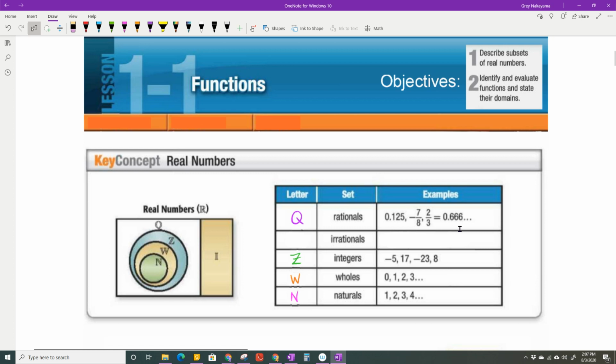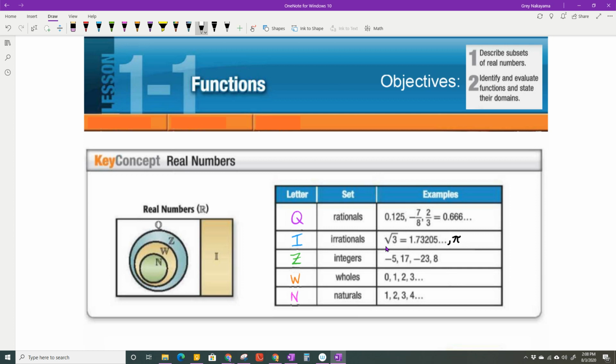So 2/3 becomes 0.6666 repeating. So any repeating decimal is also a rational number. -7/8 or 0.125, that is a terminating decimal. So all of those are examples of rational numbers. And every number that we've talked about so far is either rational or it's irrational. And irrational numbers are denoted with the letter I. An example of an irrational number involves square roots and pi or e.